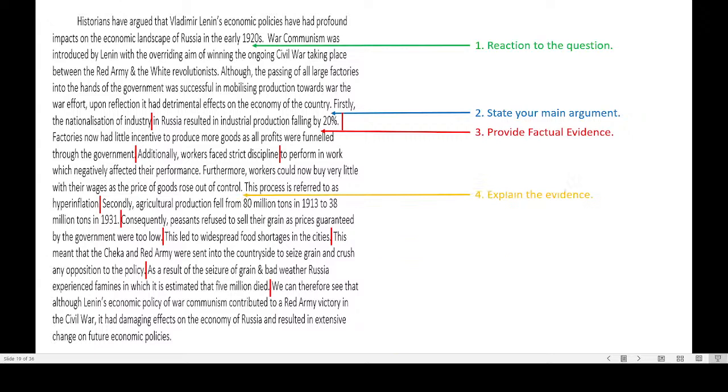Four, we need to explain the evidence. So look here, I'm not just listing statistics and facts. Furthermore, workers could now buy very little with their wages as the price of goods rose out of control. So I'm not just saying how these economic policies affected the economy. I'm explaining how that affected the people. So we see this process of hyperinflation come into place.